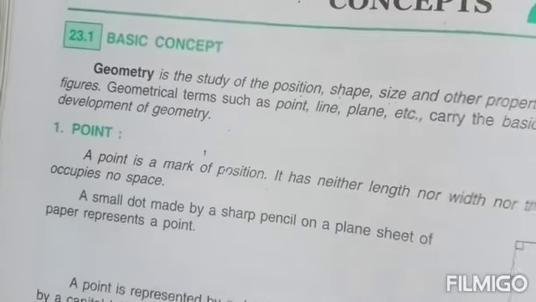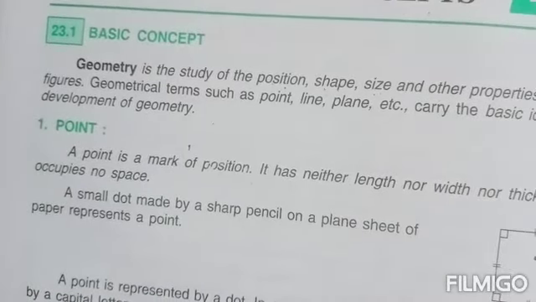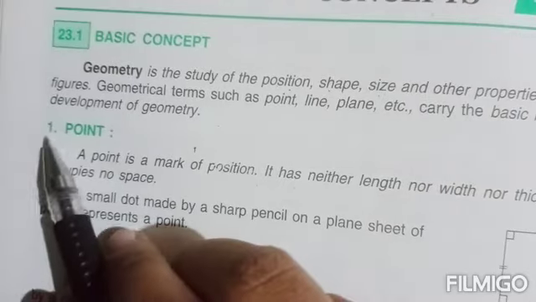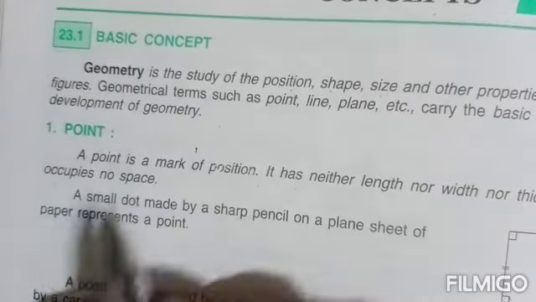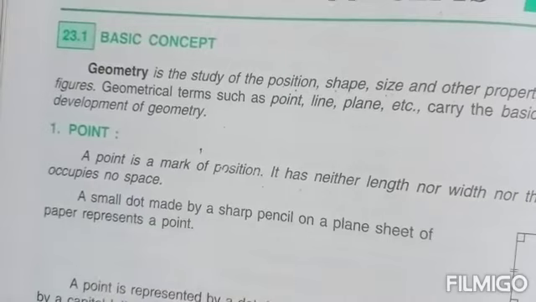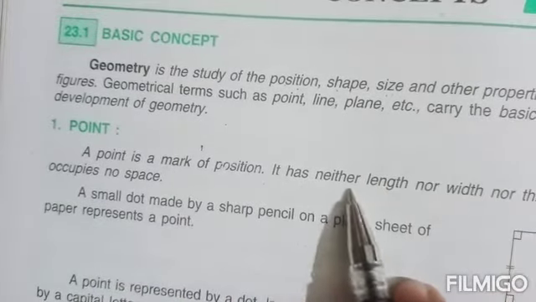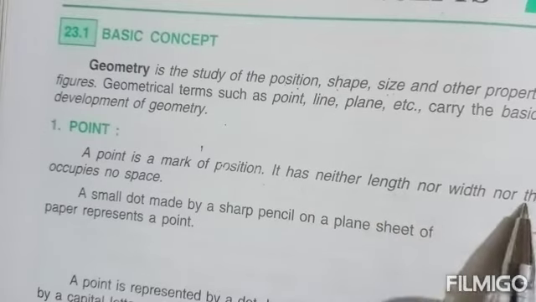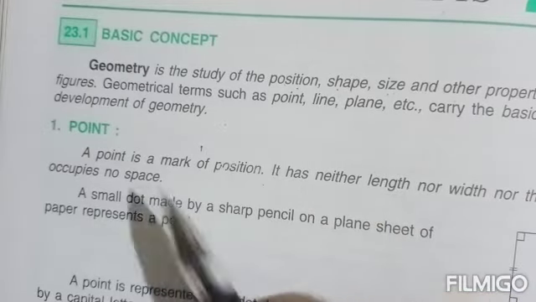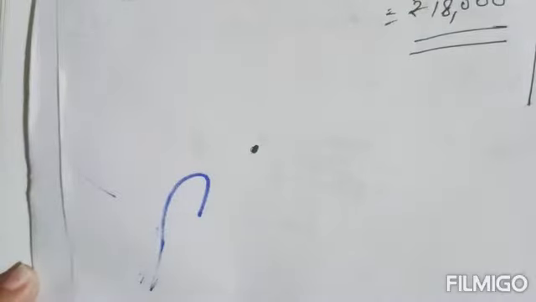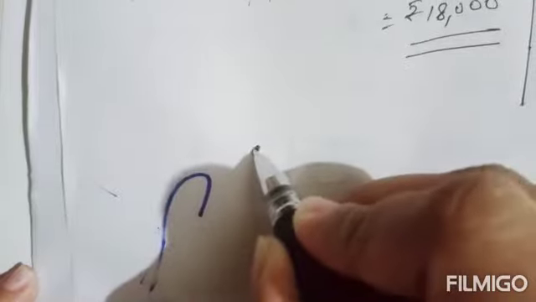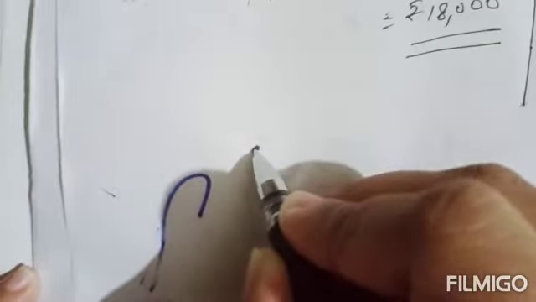Now there are some terms related to geometry. First one, point. So point means just a dot. Point is a mark of position. It has neither length nor width nor thickness and occupies no space. So point means just one dot. This is a point. Okay, for what we will use this point? Point is used to mark the position.